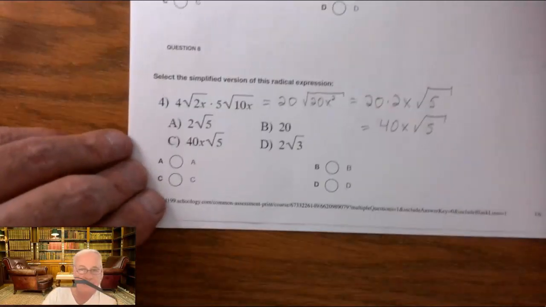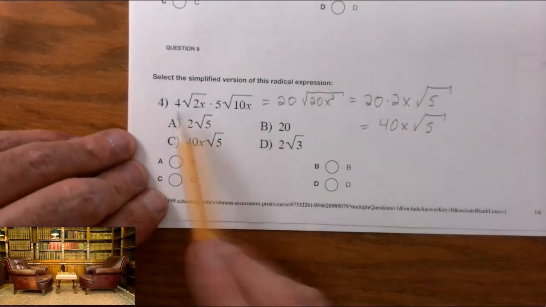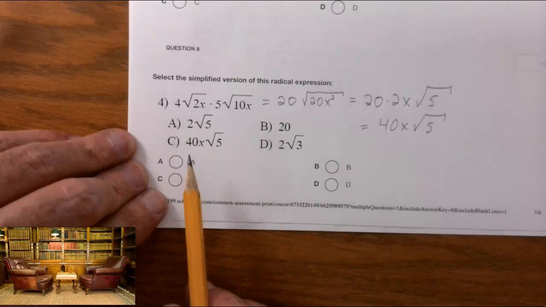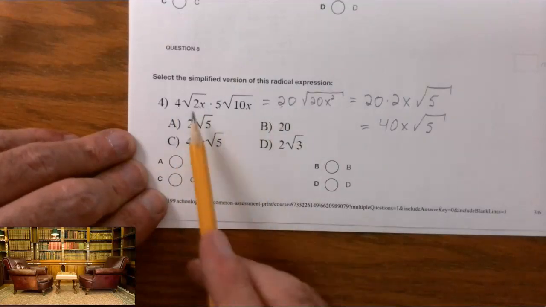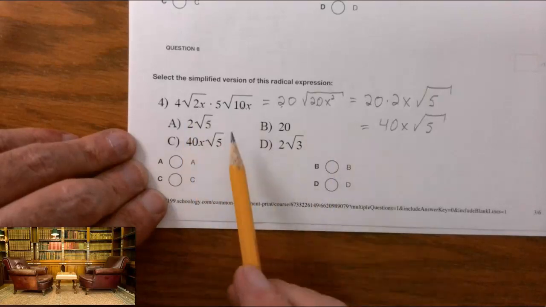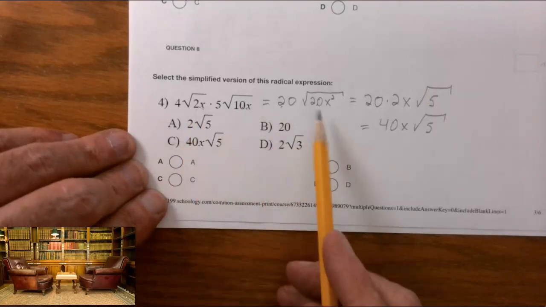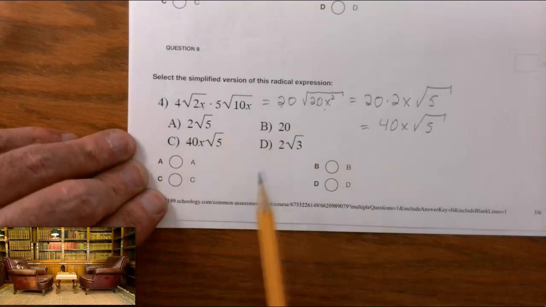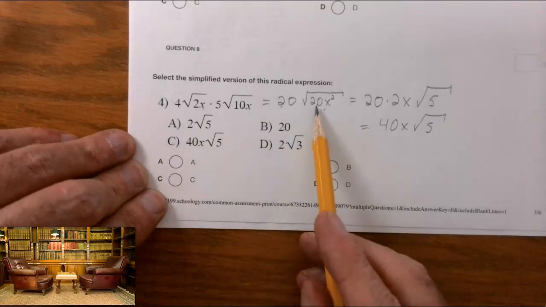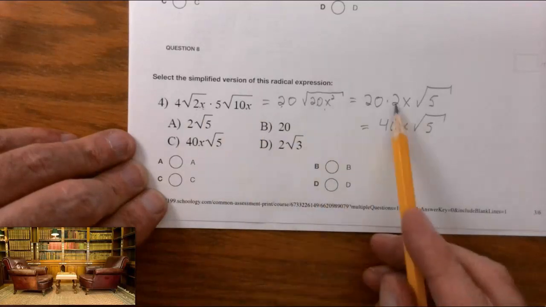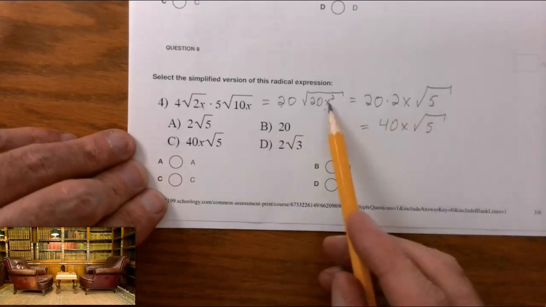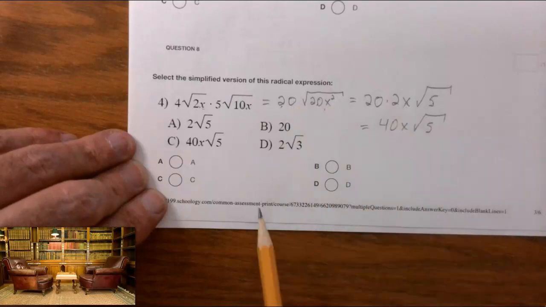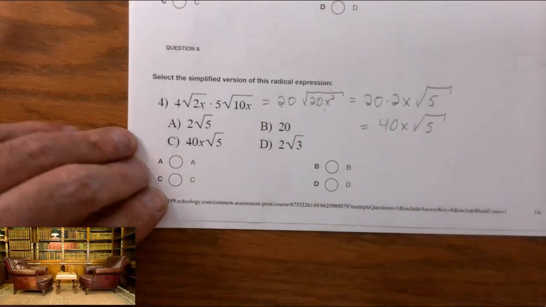All right, question 8. Multiplying together this time. All right, so 4 times 5 is 20. Inside, 2 times 10 is 20. And inside, x times x is x squared. Well, I can take this out. 20, remember, is 2 times the square root of 5. X squared comes out x. So 20 times 2 is 40.